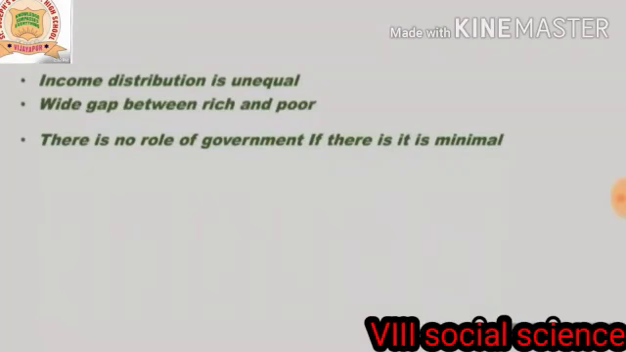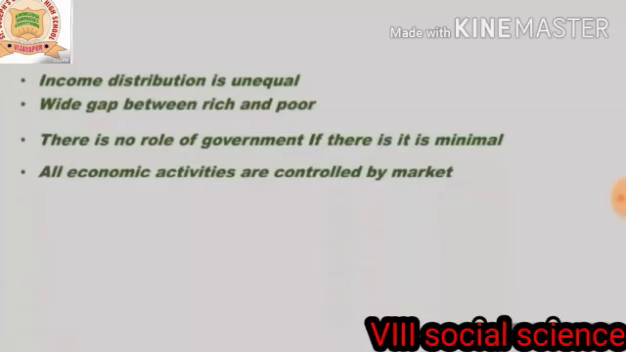There is no role of government; if there is, it is minimal. The government can give only minimum support. All the economic activities are controlled by the market. The market is very, very important. The market will decide all kinds of economic activity, whether to produce industrial or agricultural goods, everything depends on the market. Examples are America, Japan and some of the European countries.